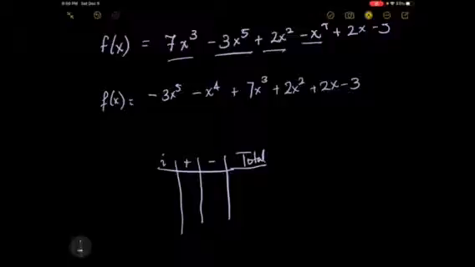Before I start finding the positive or negative roots, we already know that there's going to be a total of 5 possible roots because that's the highest degree. So the total number of roots we are going to have is going to be 5.